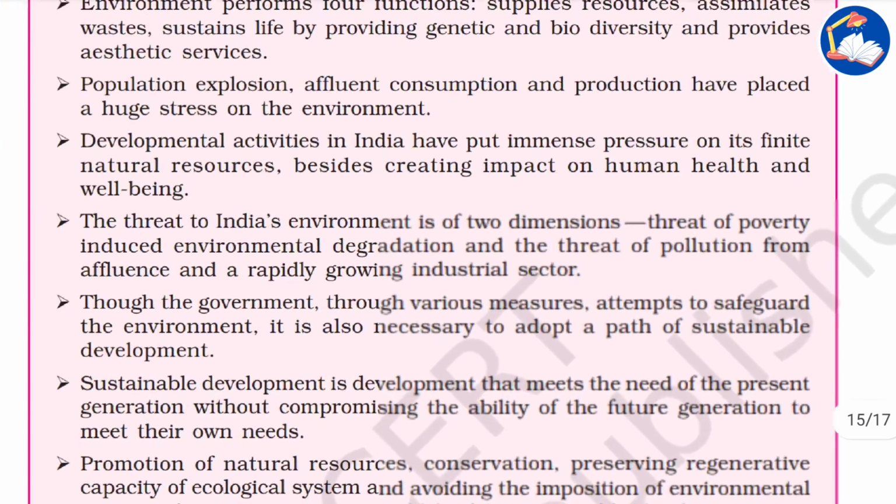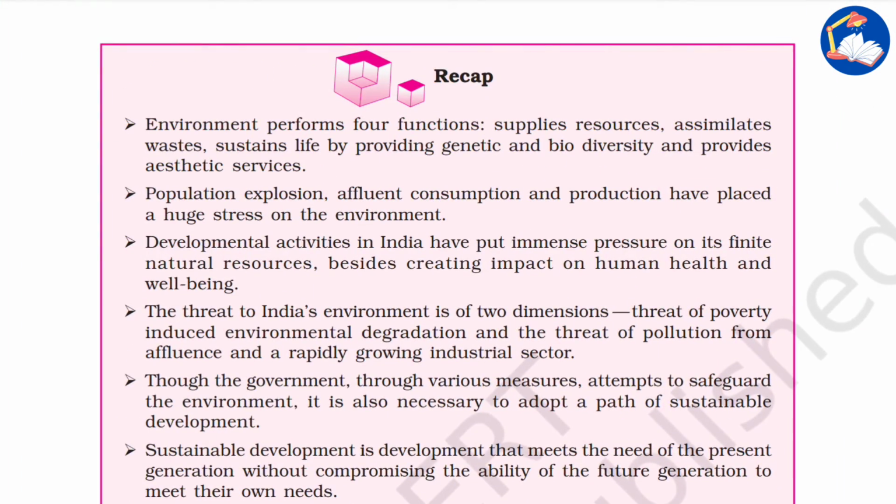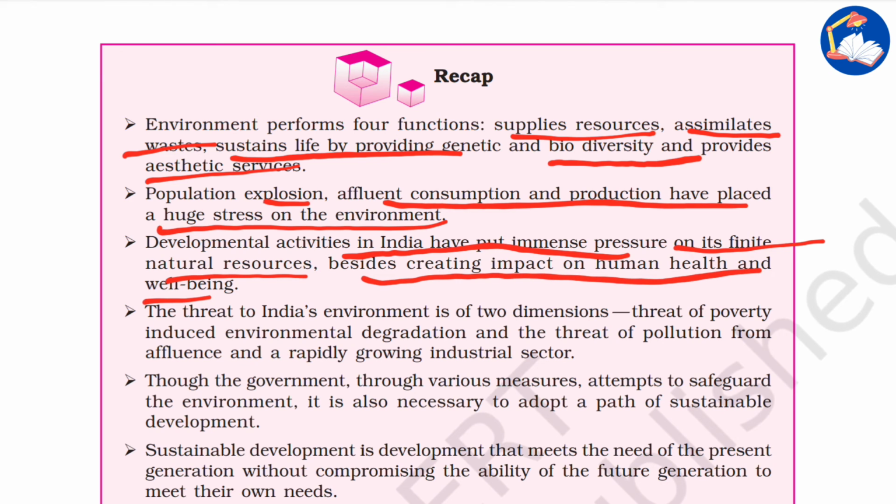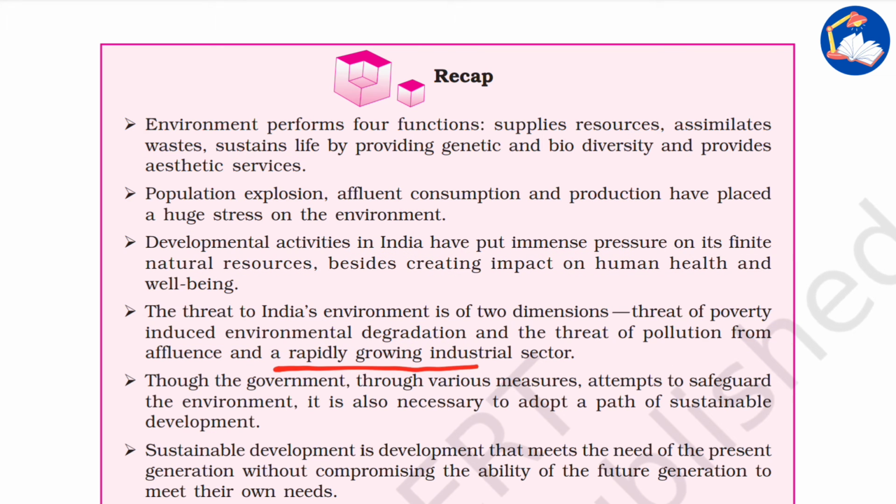So, recap. The environment performs four functions: it supplies resources, assimilates wastes, sustains life by providing genetic and biodiversity, and provides aesthetic services. Population explosion, affluent consumption, and production have placed a huge stress on the environment. Developmental activities in India have put immense pressure on its finite natural resources, besides creating an impact on human health and well-being. The threat to India's environment is of two dimensions: the threat of poverty-induced environmental degradation, and the threat of pollution from affluence and a rapidly growing industrial sector.